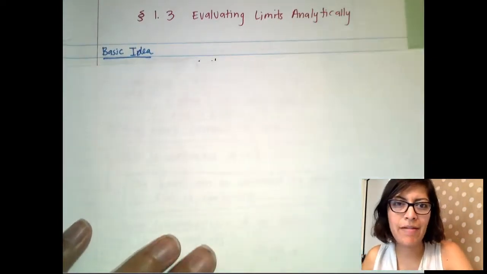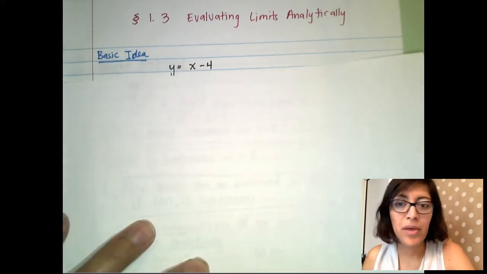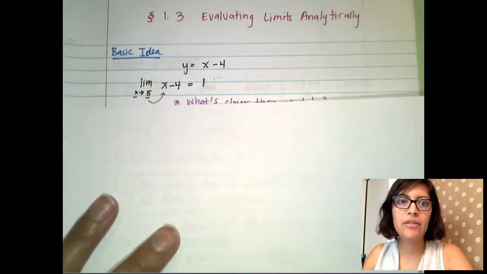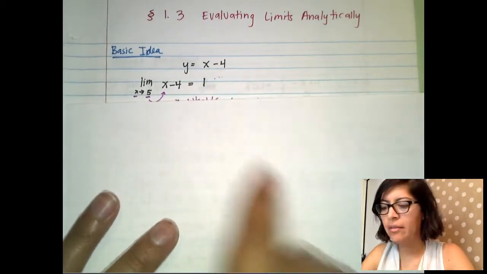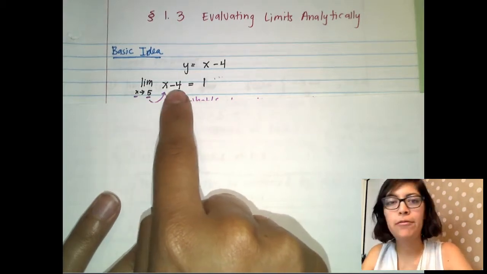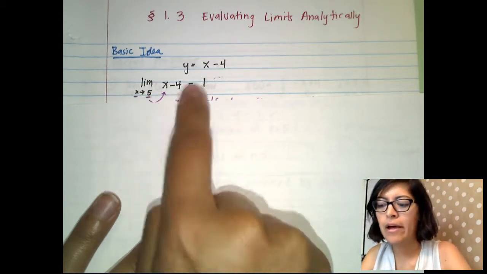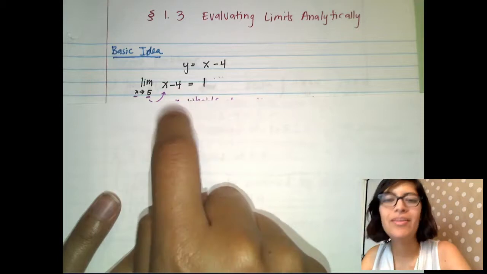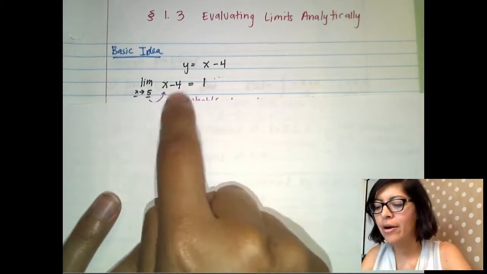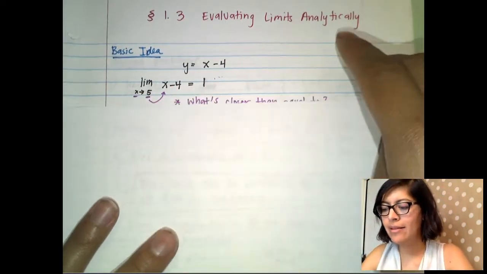We're going to go back to that function that we looked at in 1.2, y equals x minus 4. This one is a pretty easy function. We said in 1.2 that the limit as x approaches 5 of x minus 4 was equal to 1. So as x values get closer and closer to 5, our f of x value, the function, gets closer and closer to 1. We did this.